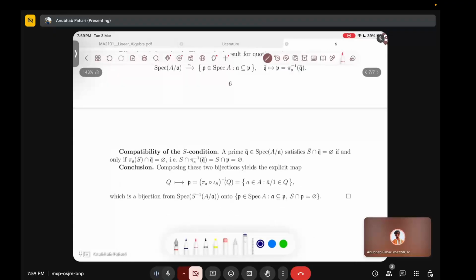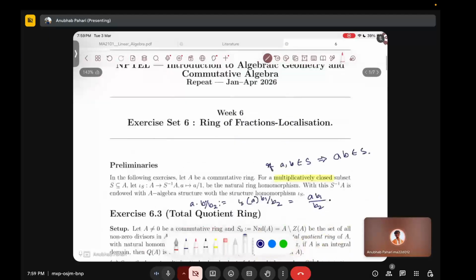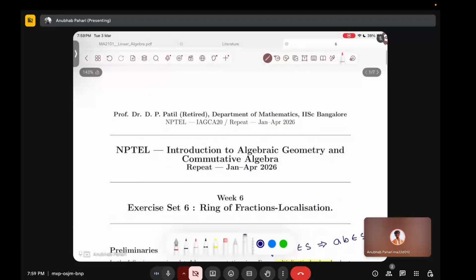So these are the solutions for today. I hope you understand this, and if not, please send me a mail, and in the next class, week 7, we will do some other problems. So if you need to, you can just send me a mail.